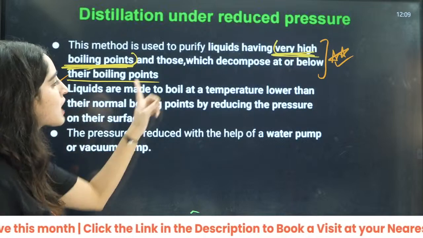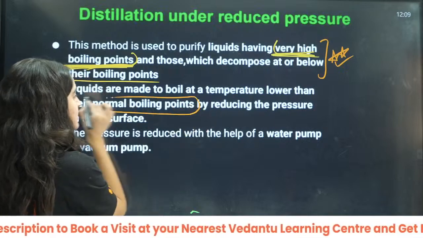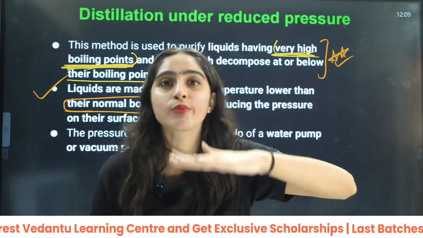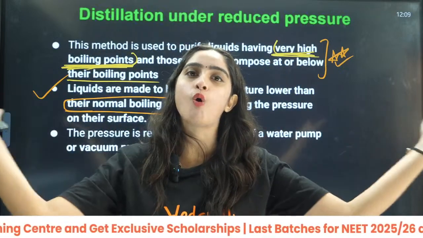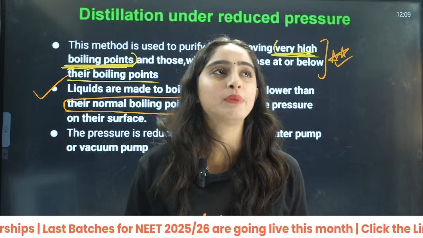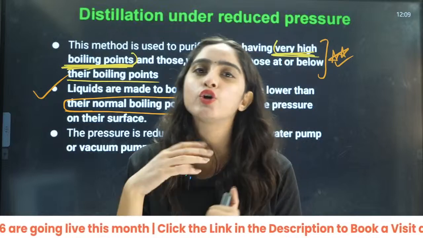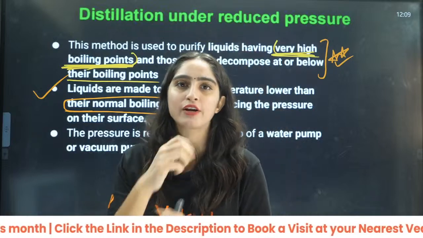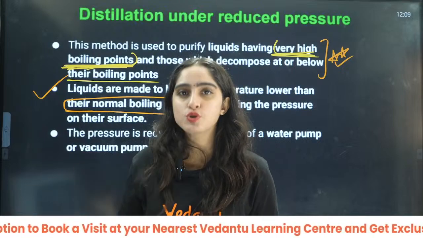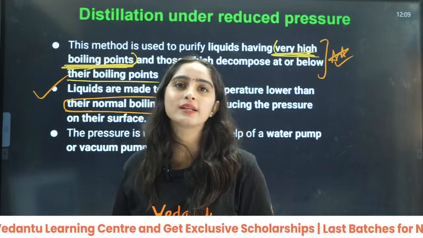Next, liquids are made to boil at a temperature lower than their normal boiling point. This I told you, we have to decrease their boiling point. We have to lower their boiling point by decreasing the atmospheric pressure. Beta, you can understand this by a very simple situation. For example, you want to crack some exam, the NEET exam. There are two methods. Either you do so much hard work that you crack that exam, or, as happened in NEET 2024 for some students, they just lowered the rank itself.